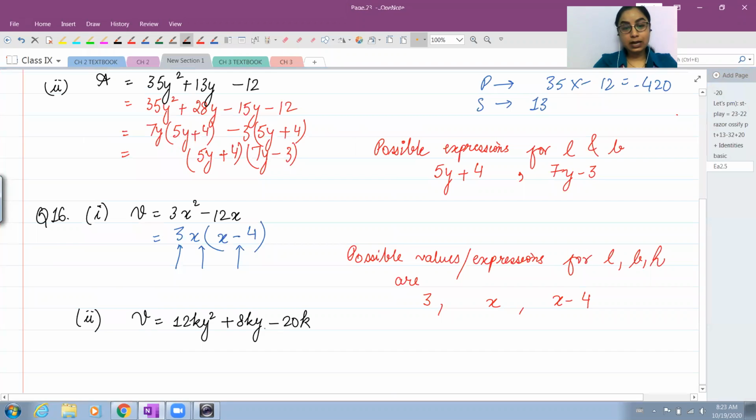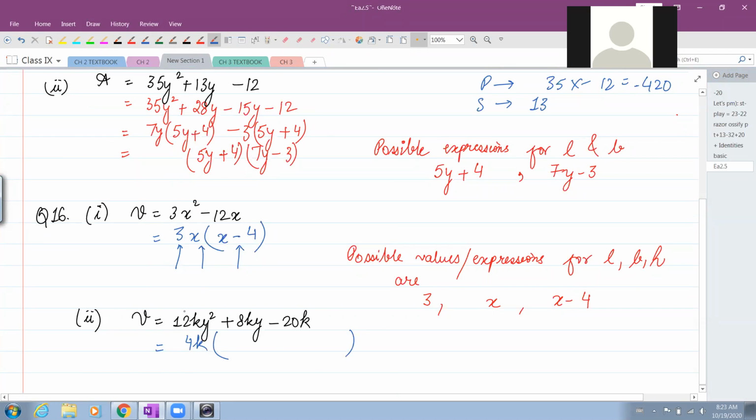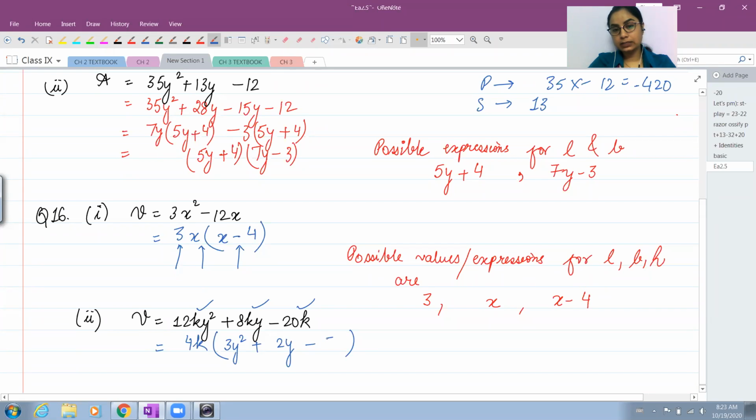Let's factorize this one. Again, overall, each of these terms have a common factor, and then you can factorize your quadratic expression. The common factor that we have is 4k. 4, even k is common. Each of the terms contain 4. The coefficients are multiples of 4. So 4 is common. You're left with 3y square plus 2y minus 5.